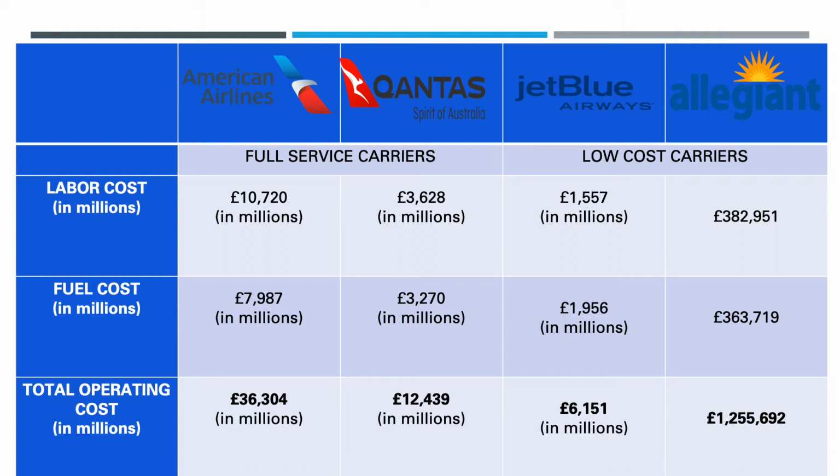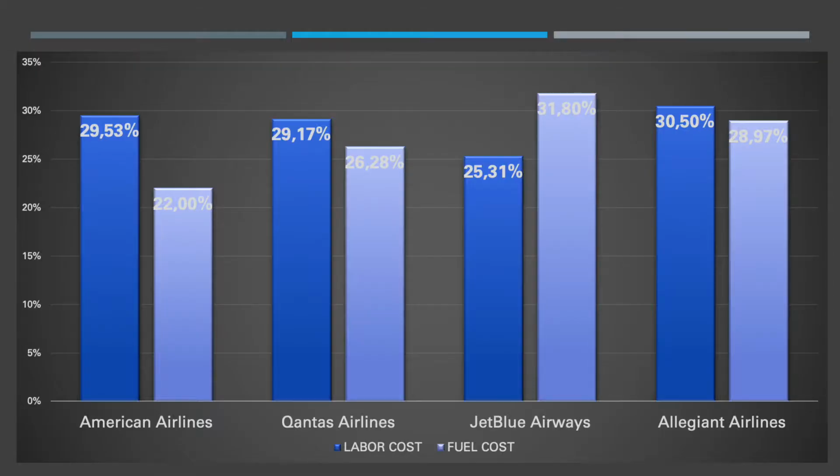When we look at the table, we can see the labor cost, fuel cost, and total operation cost of American Airlines, Qantas Airlines, which are full-service carriers, JetBlue Airlines and Allegiant Airlines, which are low-cost carriers. The bar chart represents the ratio of costs mentioned in the previous table to the total operating cost. Looking at the chart overall, labor cost takes a large part in the total operating cost.